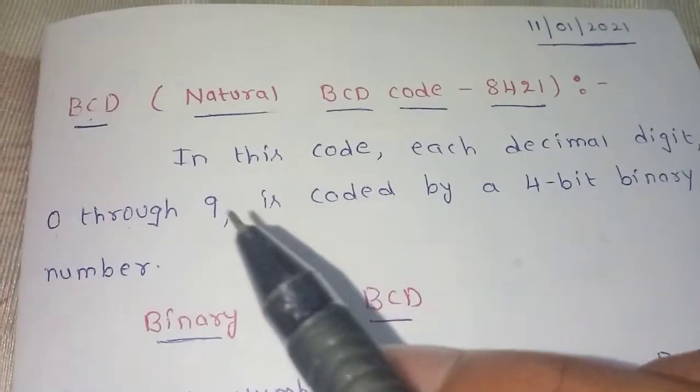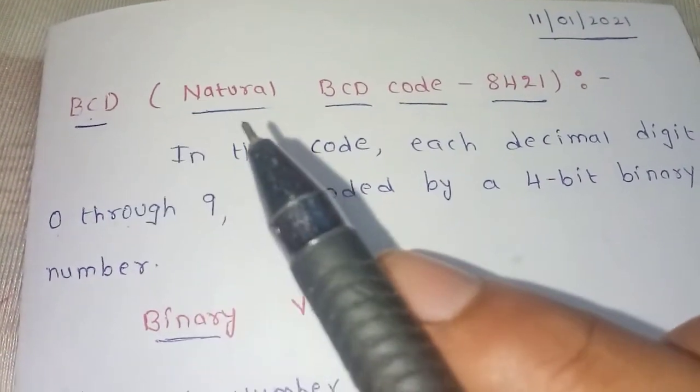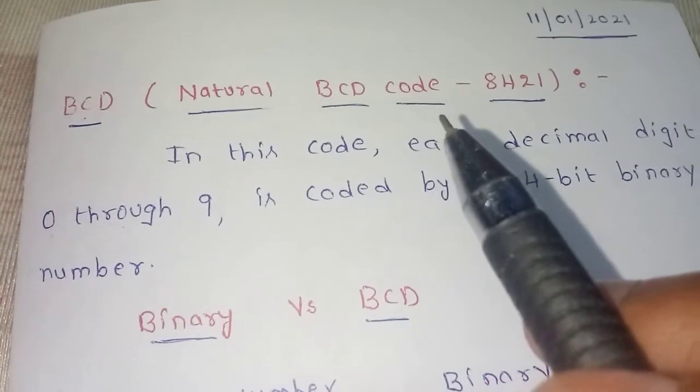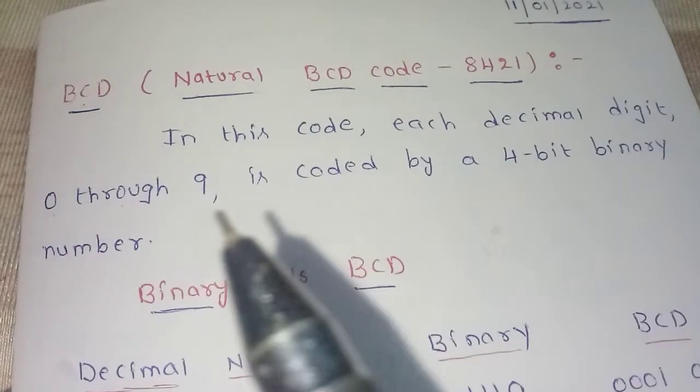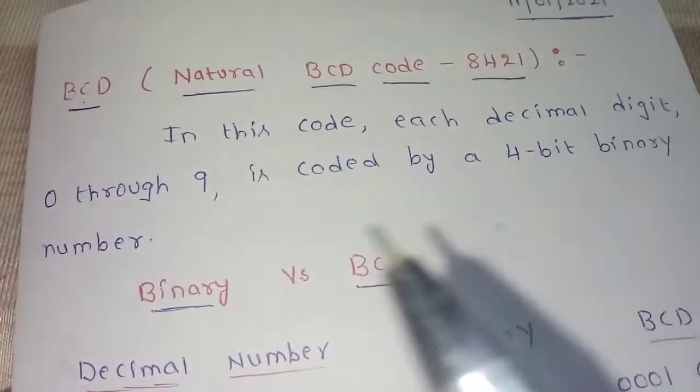Electronics. Today we are going to discuss binary coded decimal, BCD code, which is also called natural BCD code. The weight is going to be used as 8421.